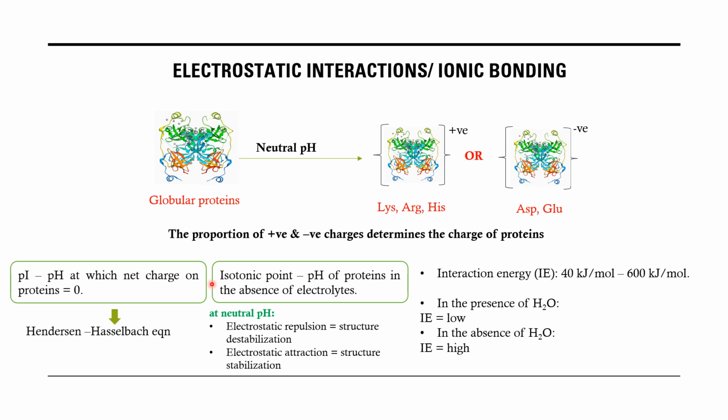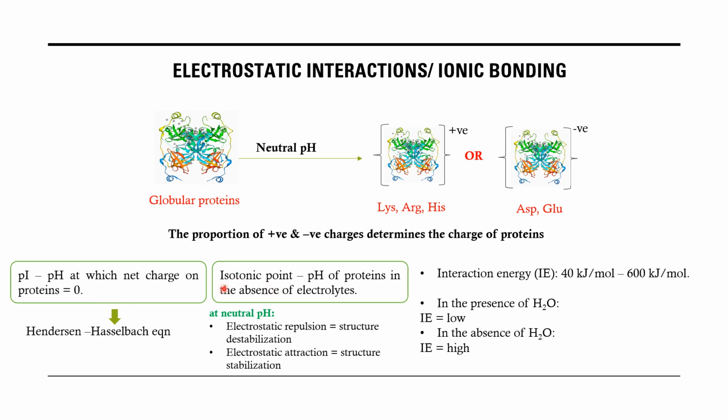Now there are two important terminologies in this regard. One is the isoelectric point and the other one is the isotonic point. The isoelectric point is that pH at which the net charge on the protein is equal to 0. What does it mean? Proteins do possess charge, but there is an equal distribution of positive and negative charges on the protein, which implies that the net charge is equal to 0.